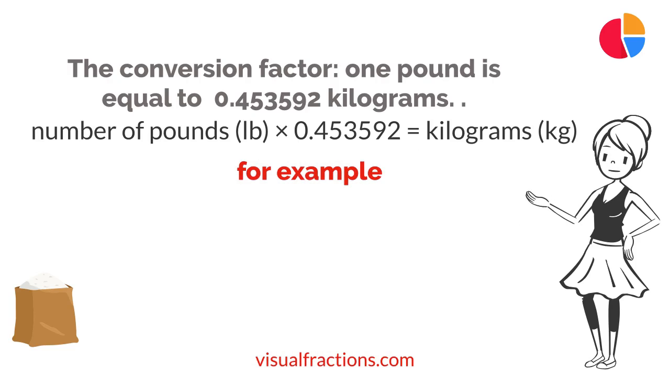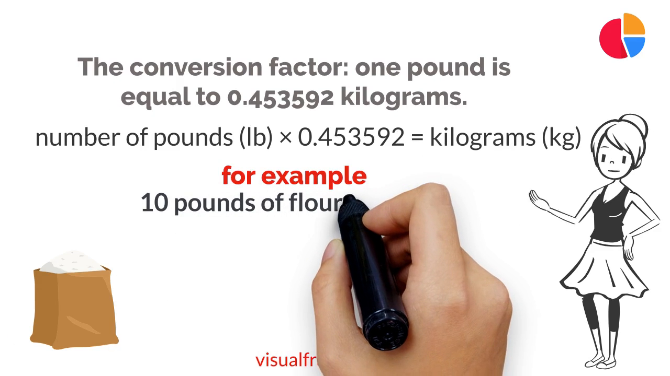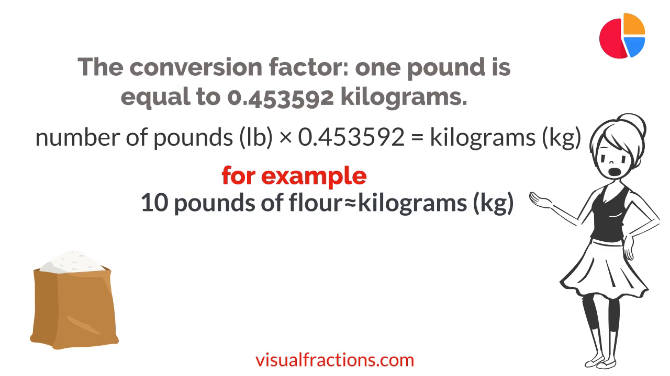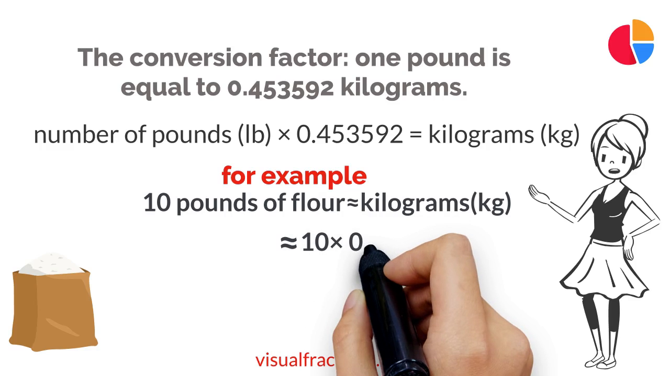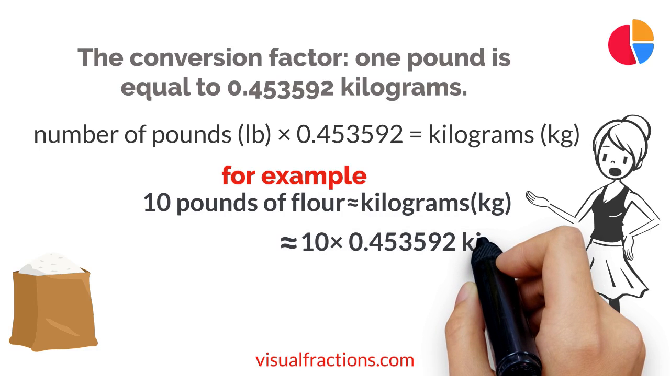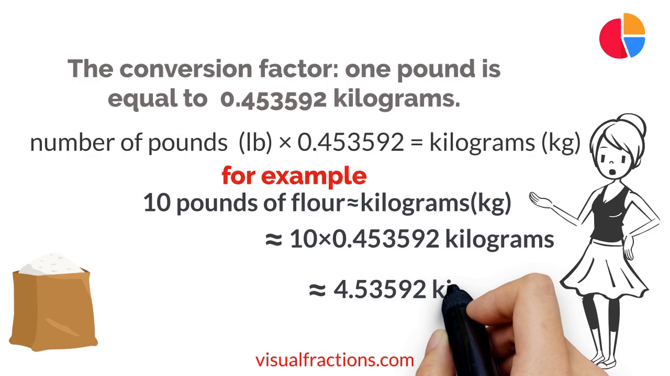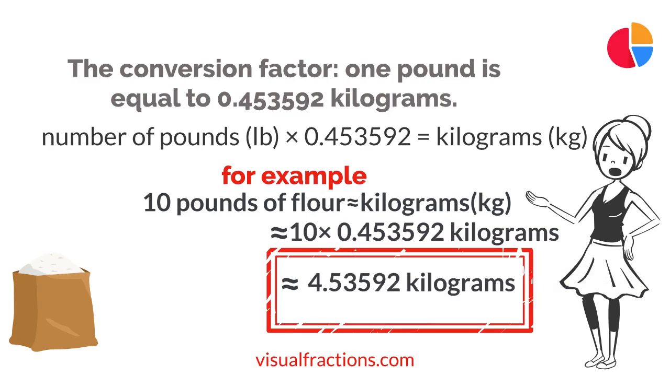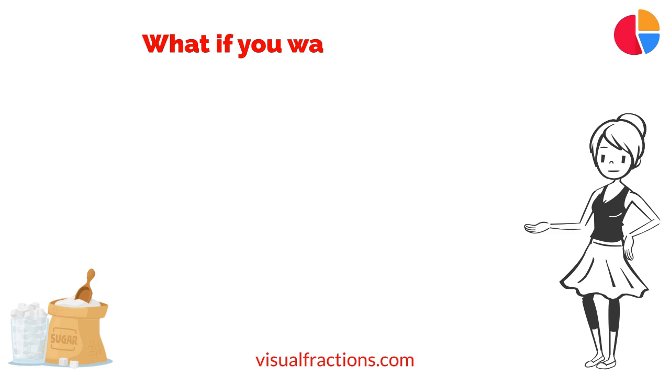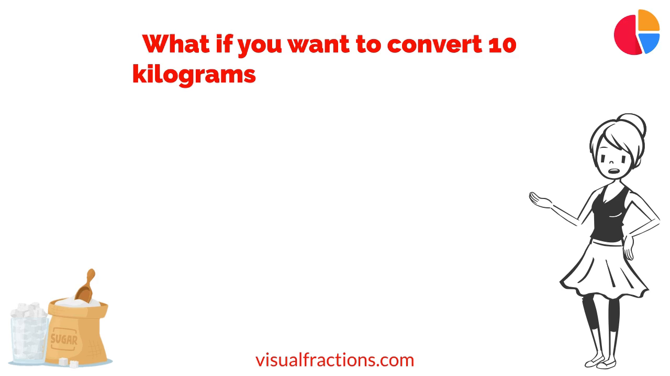Let's walk through an example. Suppose you have 10 pounds of flour that you need to convert to kilograms. We start by multiplying 10 by 0.453592. This gives us approximately 4.53592 kilograms.